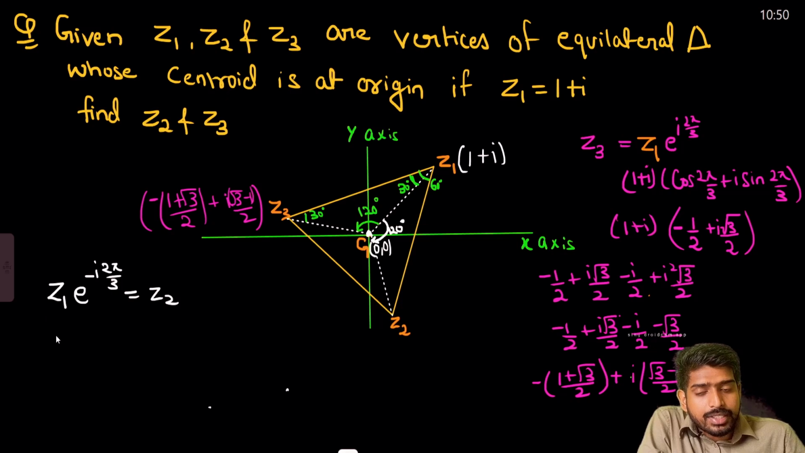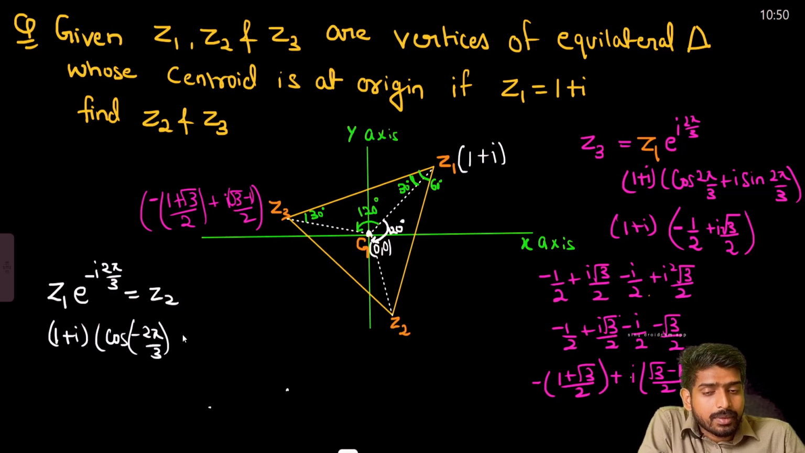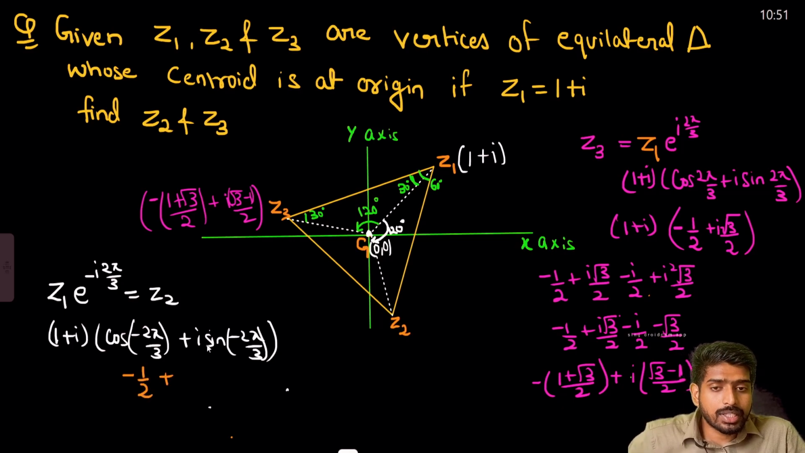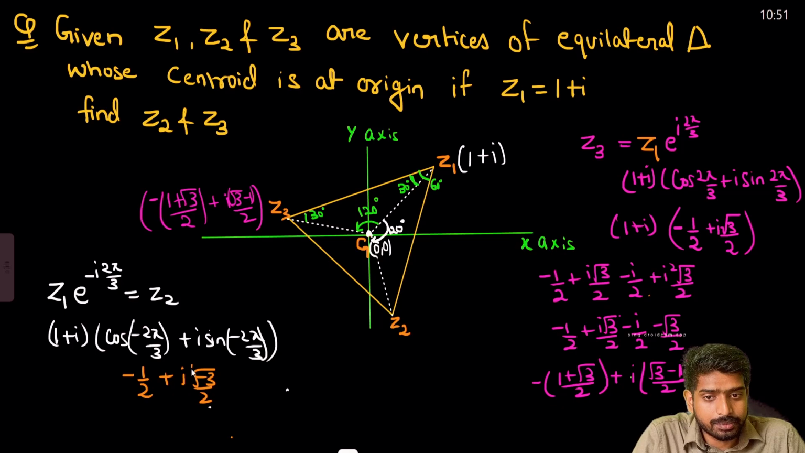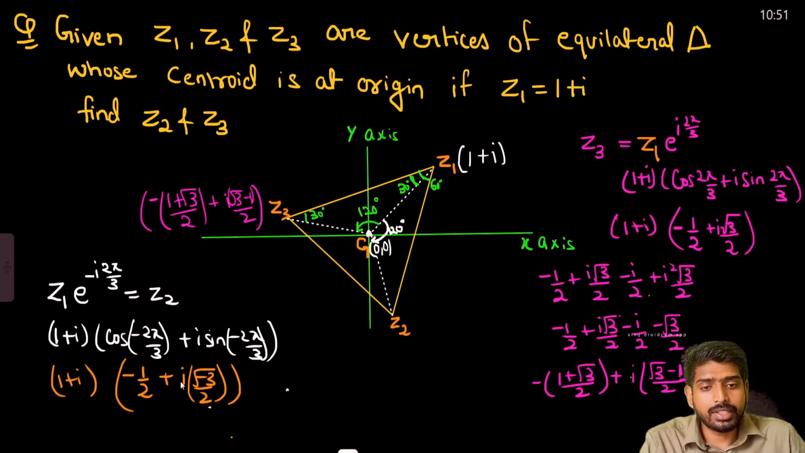Now we calculate. Z1 is 1 plus iota, and this, if I write in polar form, I get cos minus 2 pi by 3 plus iota sine minus 2 pi by 3. Cos minus 120 degrees is the same as cos plus 120 degrees, which is minus 1 by 2, plus iota sine minus 120 degrees. Sine minus 120 degrees is minus sine 120 degrees, and sine 120 degrees is root 3 by 2. So here I will get iota multiplied by minus root 3 by 2, and here I am having 1 plus iota. Now we'll multiply these two complex numbers.